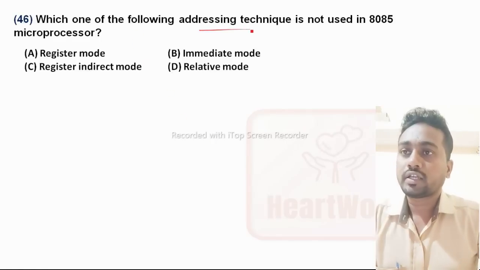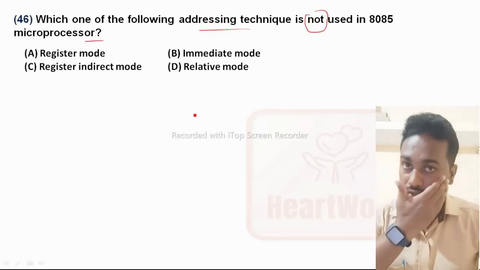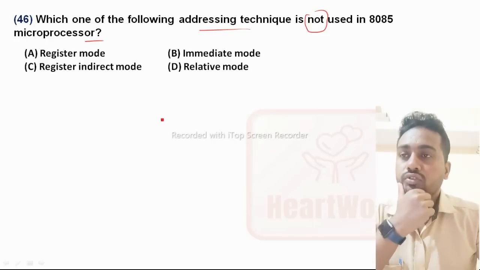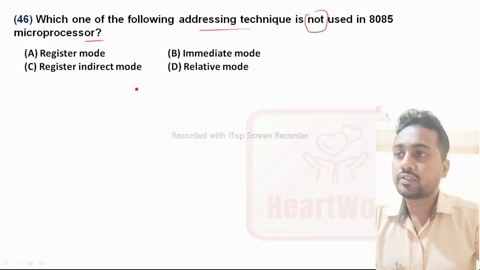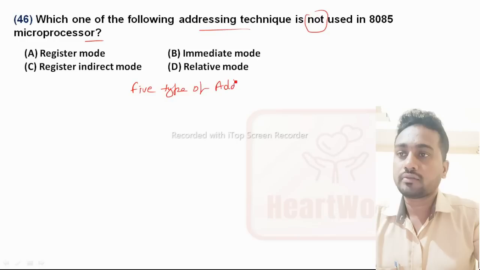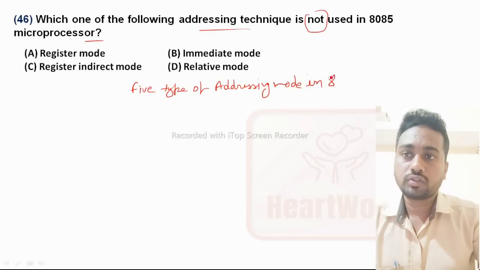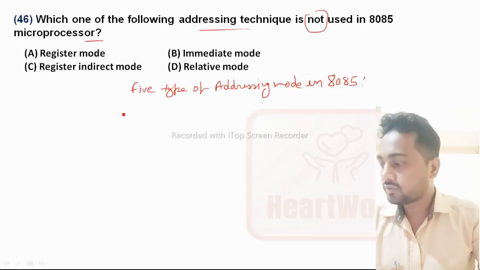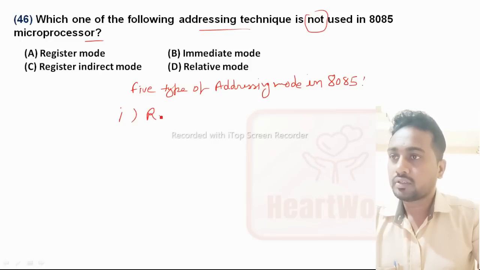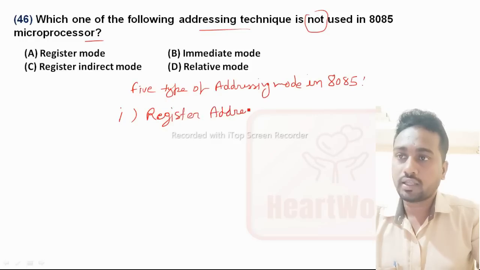Which one of the following addressing techniques is not used in the 8085 microprocessor? The 8085 microprocessor has 5 types of addressing mode. The first one is register addressing mode.